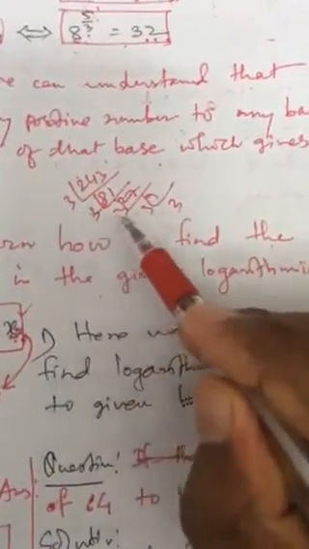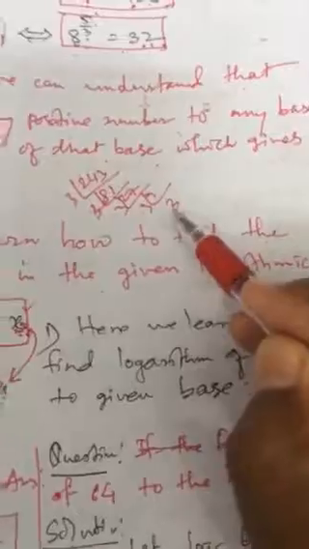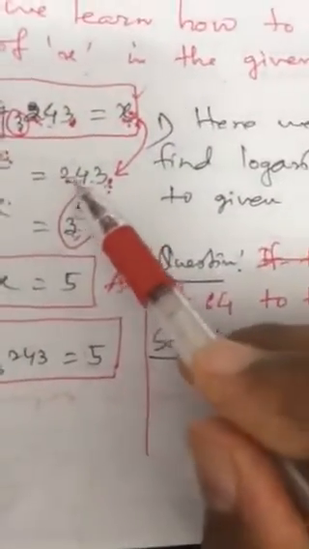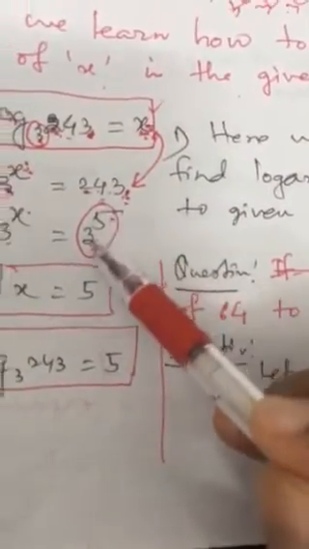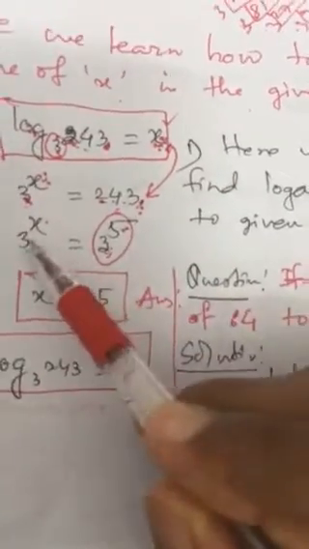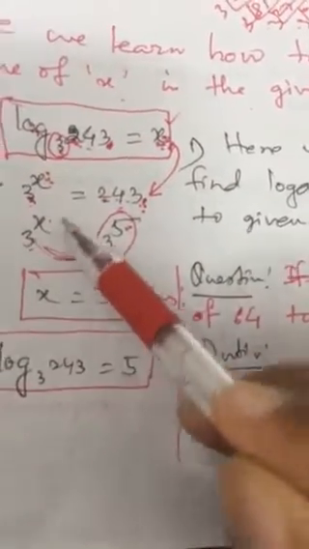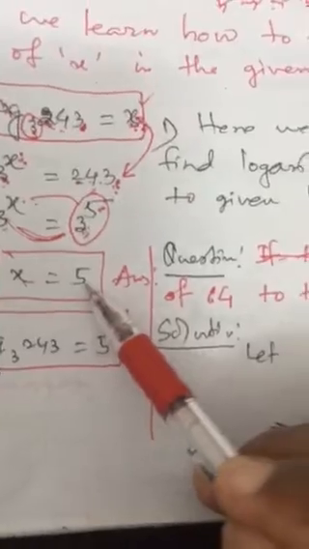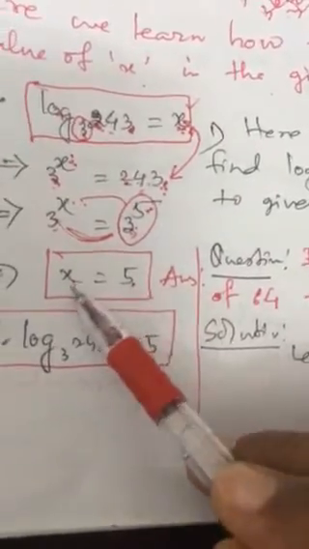Now 1, 2, 3, 4, 5. How many times 3? 5 times. So here I have written 243 as 3 to the power 5. Okay. Now the base is the same. If the base is the same, the powers will be equal. So x is equal to 5.